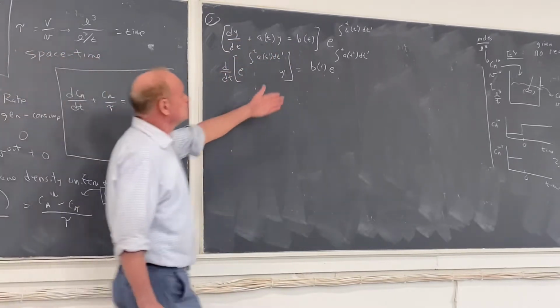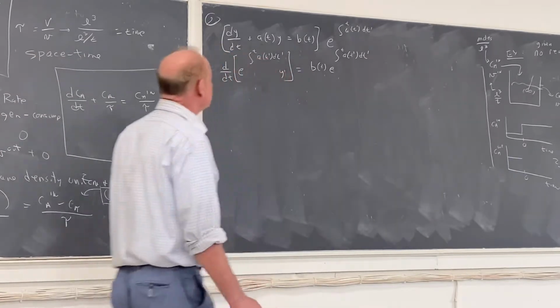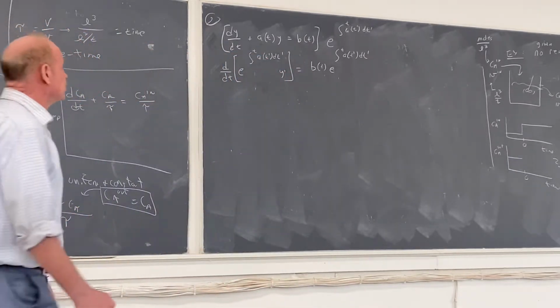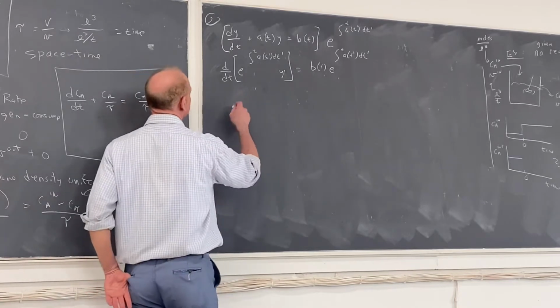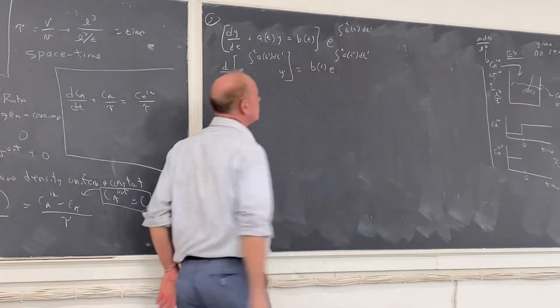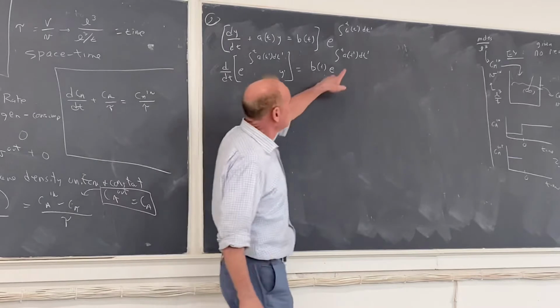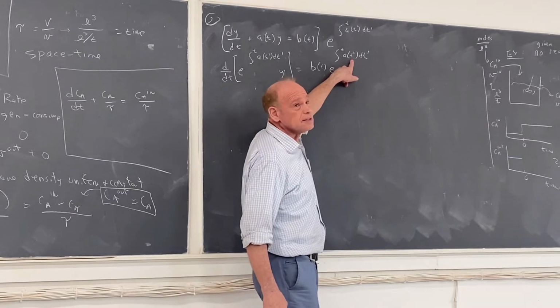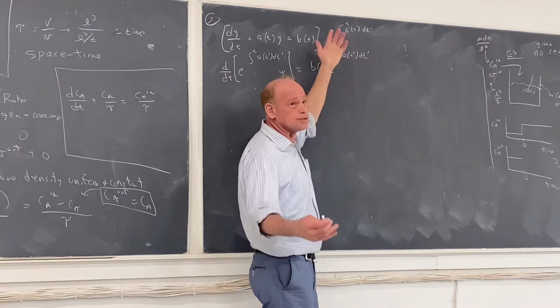And the right-hand side is to multiply them together. Now since that's a total derivative, I can integrate. So now if I integrate, I multiply through by dt, and I integrate. And notice, t prime is not the same as t. T prime is green t, t is black t.